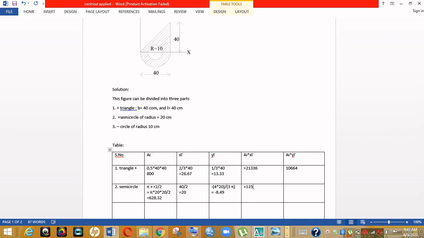If we multiply this value Ai with xi, we will get the value as 12566.40, and if we multiply Ai with yi, we will get the value as negative of 5334.44.